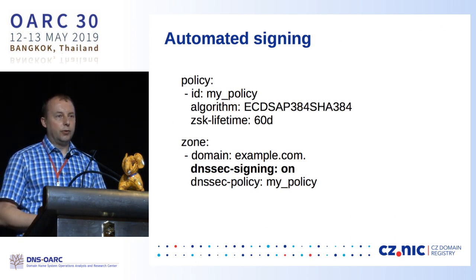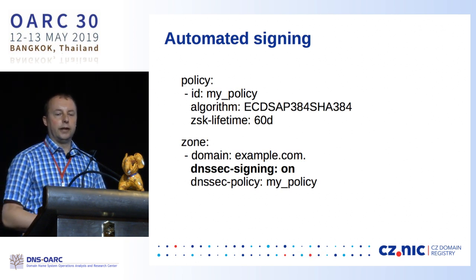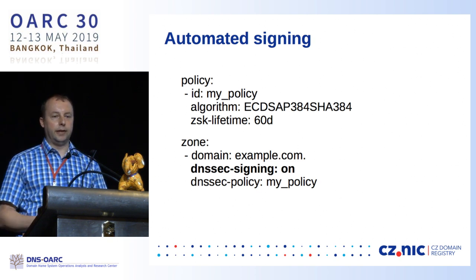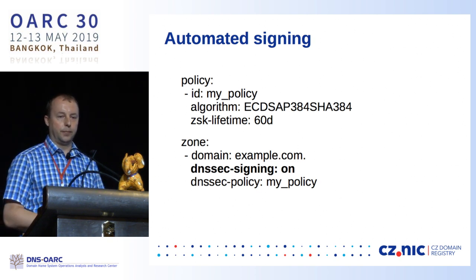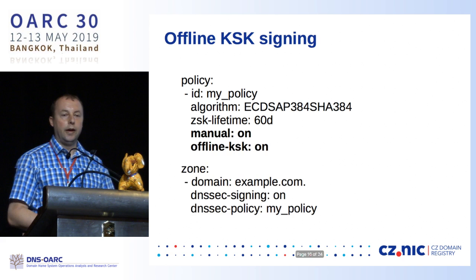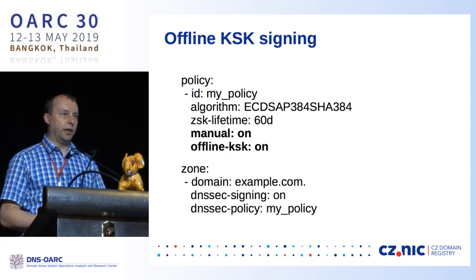So this is how the configuration of Knot DNS looks like. To enable automated signing, you can just put the DNSSEC signing on. Of course, you have to fill all these parameters for the algorithms. And how it changes if you want to enable offline KSK.